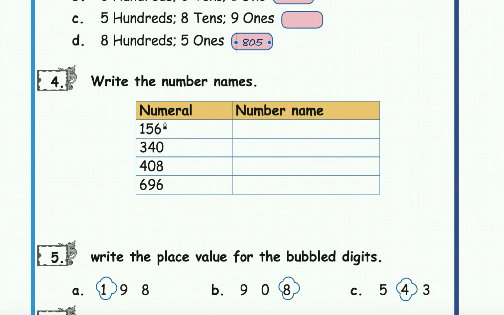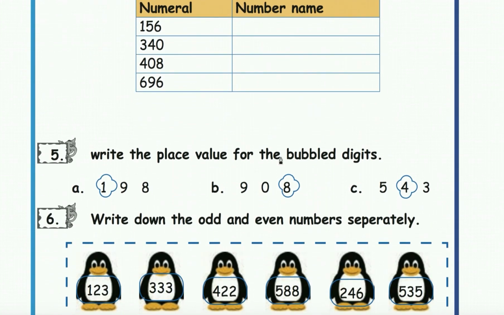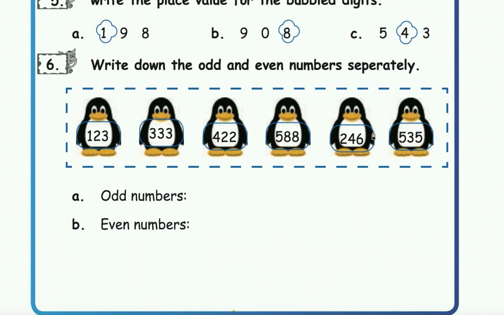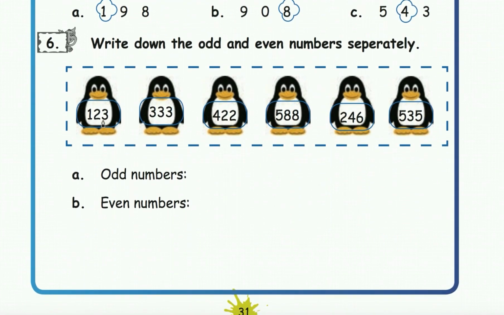Write the number names. 156, like that you have to write. Write the place value for the bubble digits. This is the hundreds place, this is the ones place, this is the tens place. Write down the odd and even numbers separately. Odd numbers: 123, 333, 535. These three are odd. Even numbers: 422, 246, 588. These are even numbers. Okay.